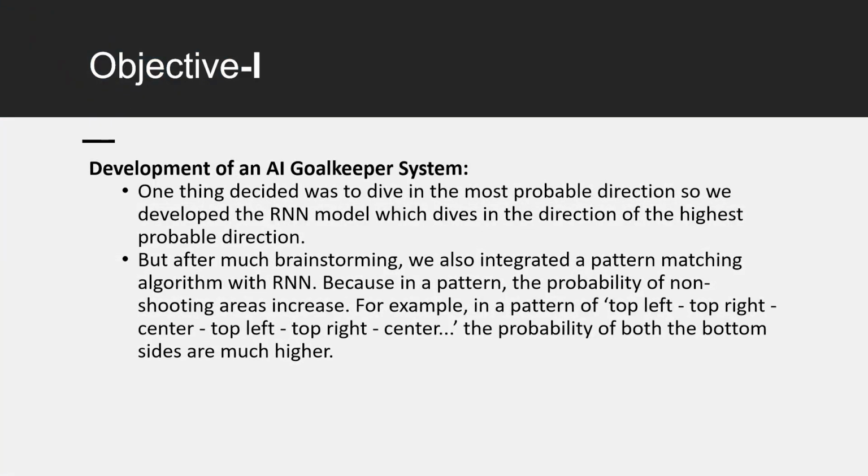So we had two main objectives and one minor objective in mind when we were building this program. One objective was to create an AI goalkeeper, which we were able to achieve with an RNN model and a pattern matching algorithm. If the model recognized a pattern in the shooting history, then it would select the direction accordingly. Else it will continue diving at the highest probable direction.